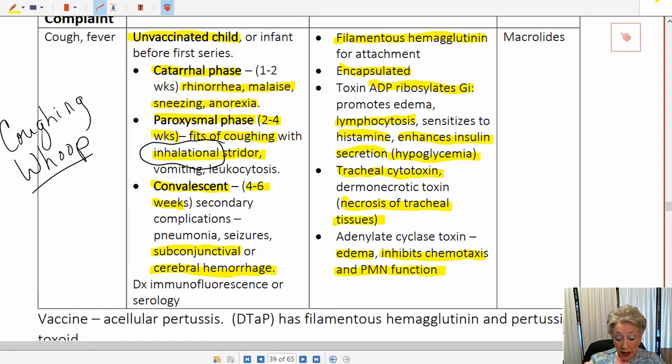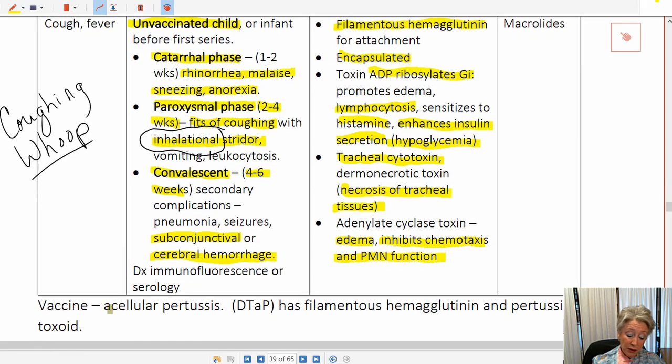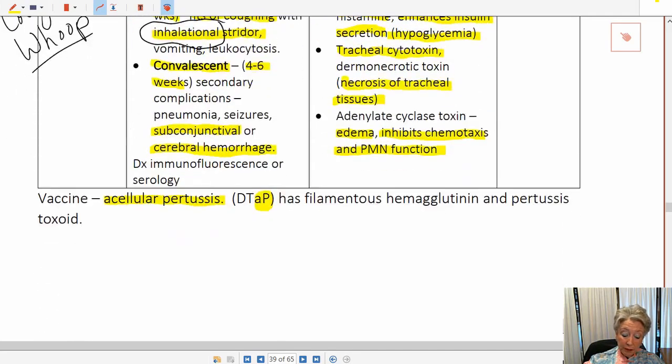So we treat with macrolides. The vaccine is now an acellular one. That's what the AP stands for. Remember, it's a filamentous hemagglutinin plus the toxoid of the organism.